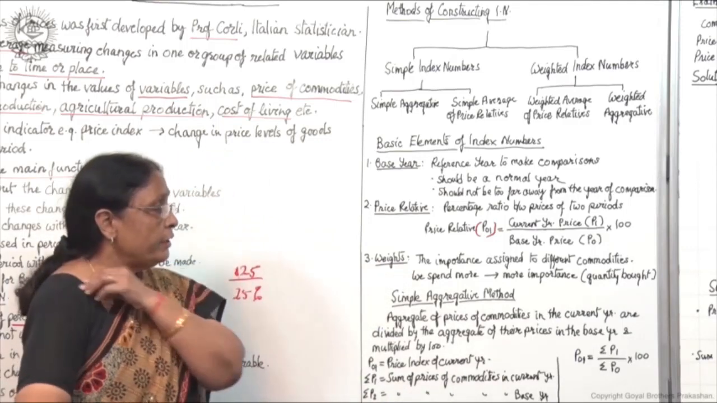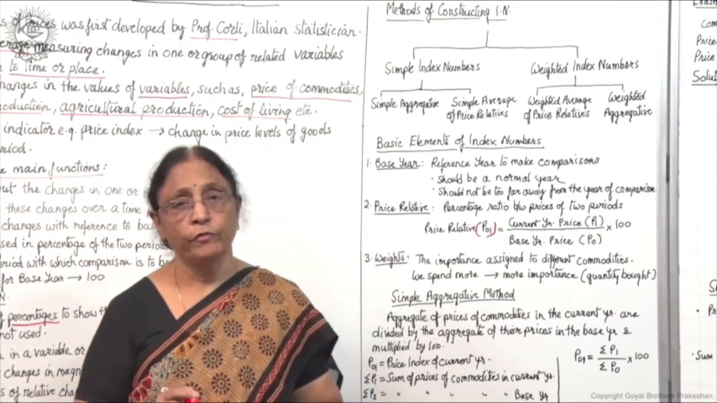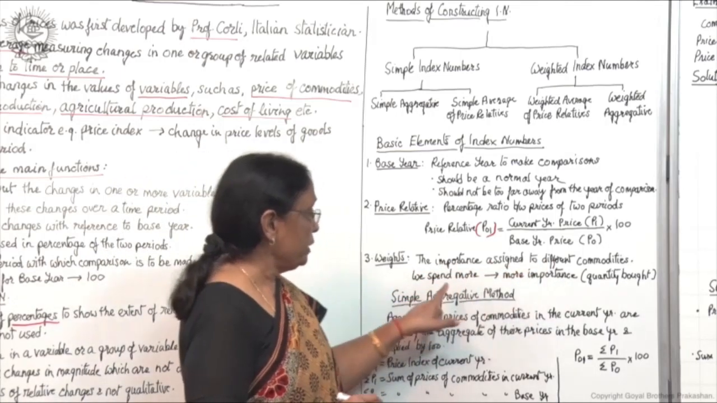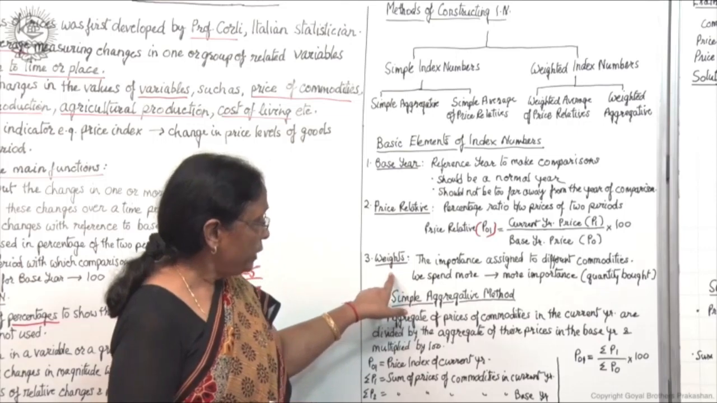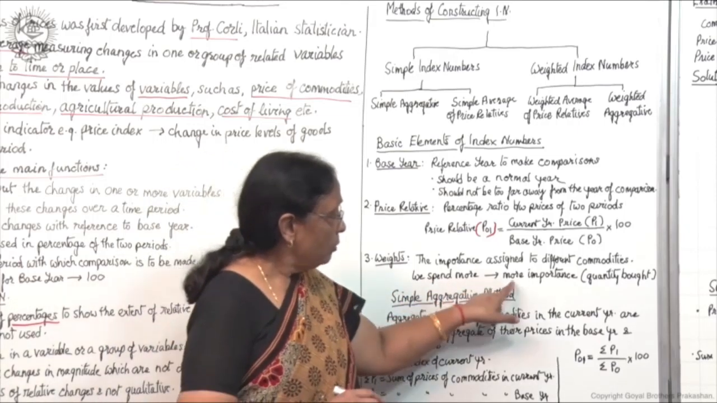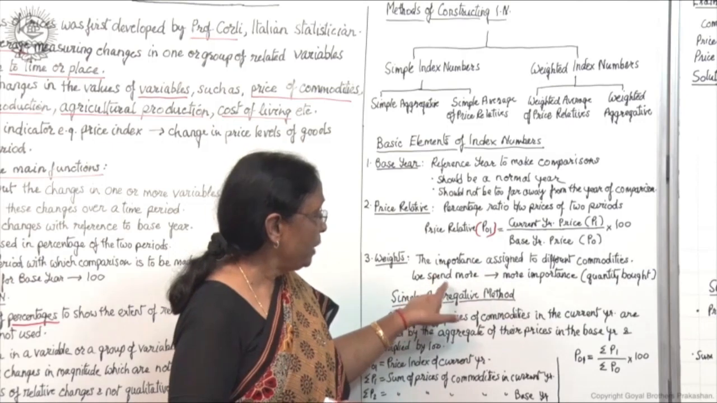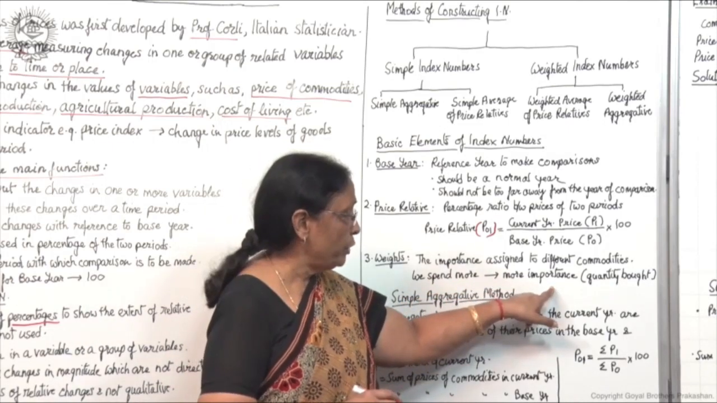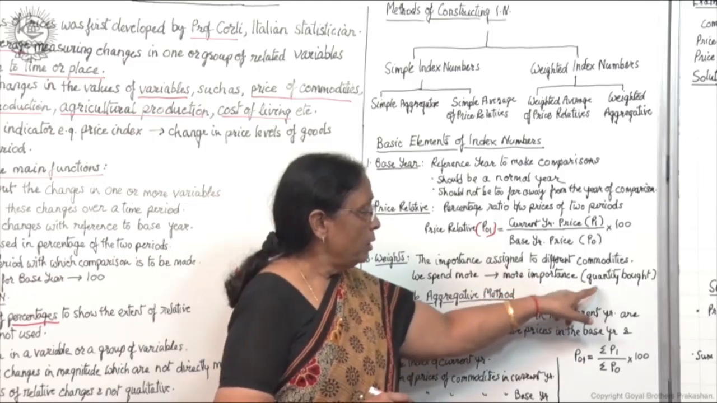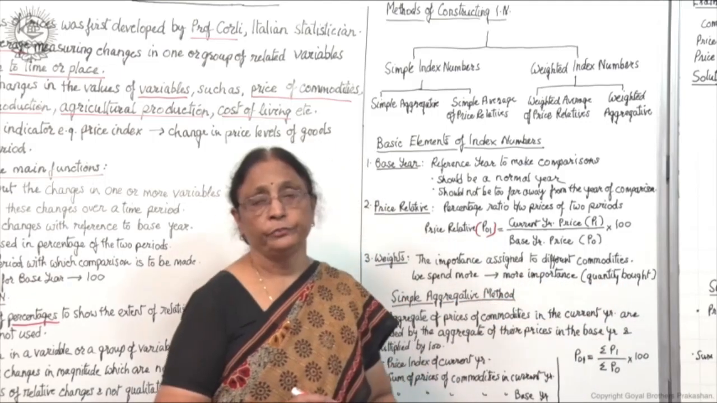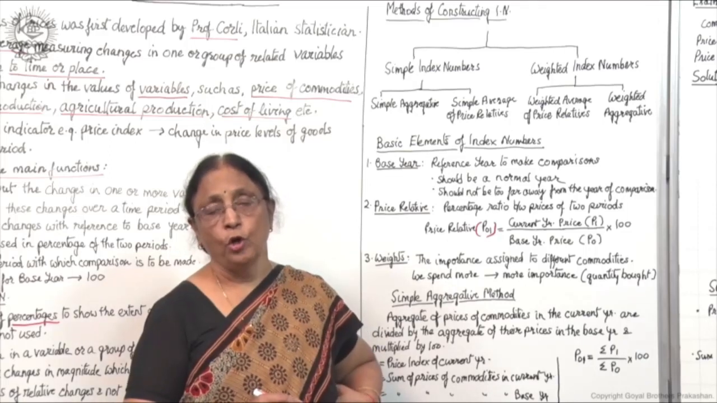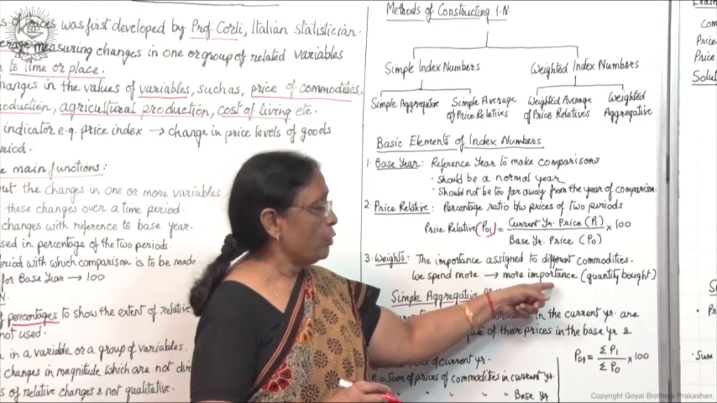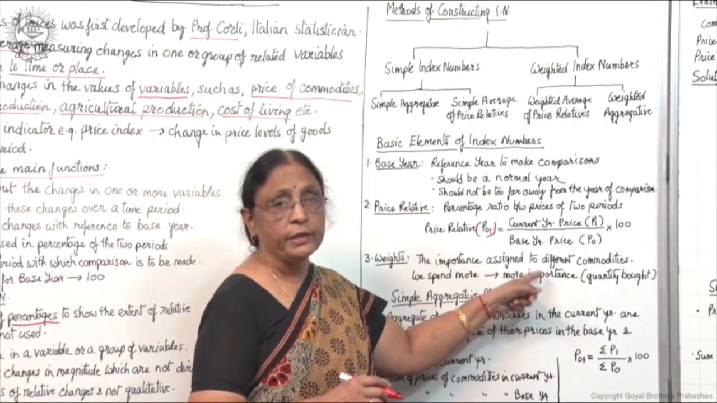So in this way different importance is given to different types of commodities. The importance assigned to different commodities is known as weight. If we spend more on a certain commodity, that means we are giving more importance to that particular commodity. And how do we judge it? On the basis of quantity bought. How much we purchase or how much we spend on a particular commodity gives us the importance of that commodity for us, and that is weight.